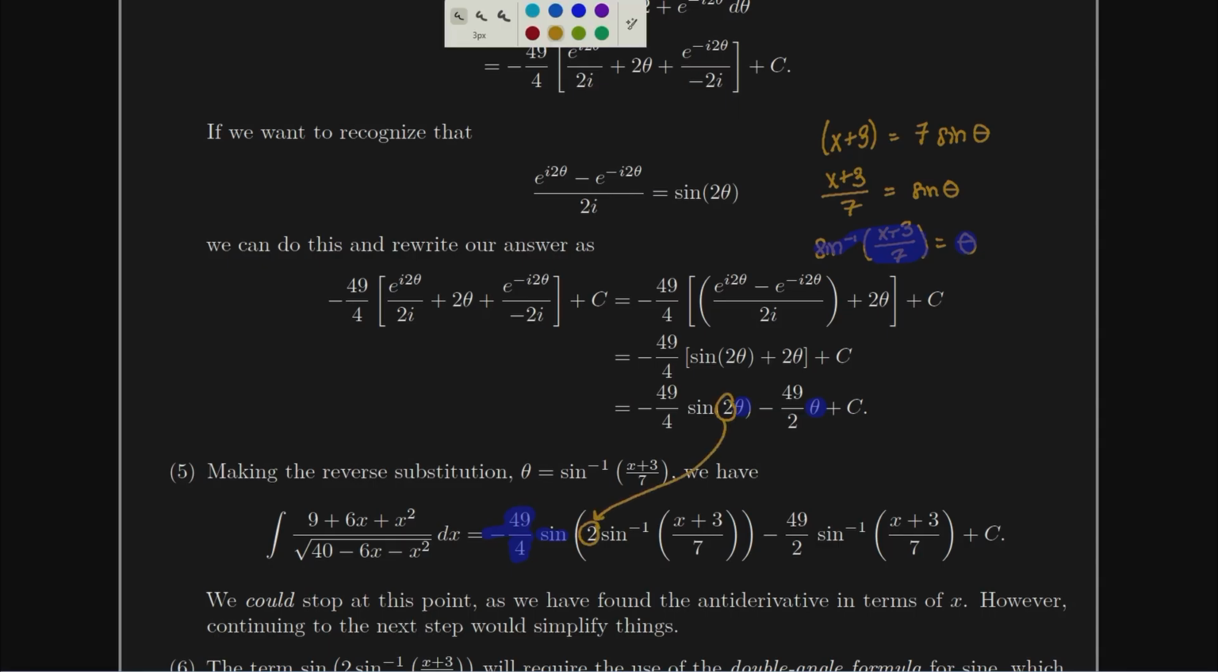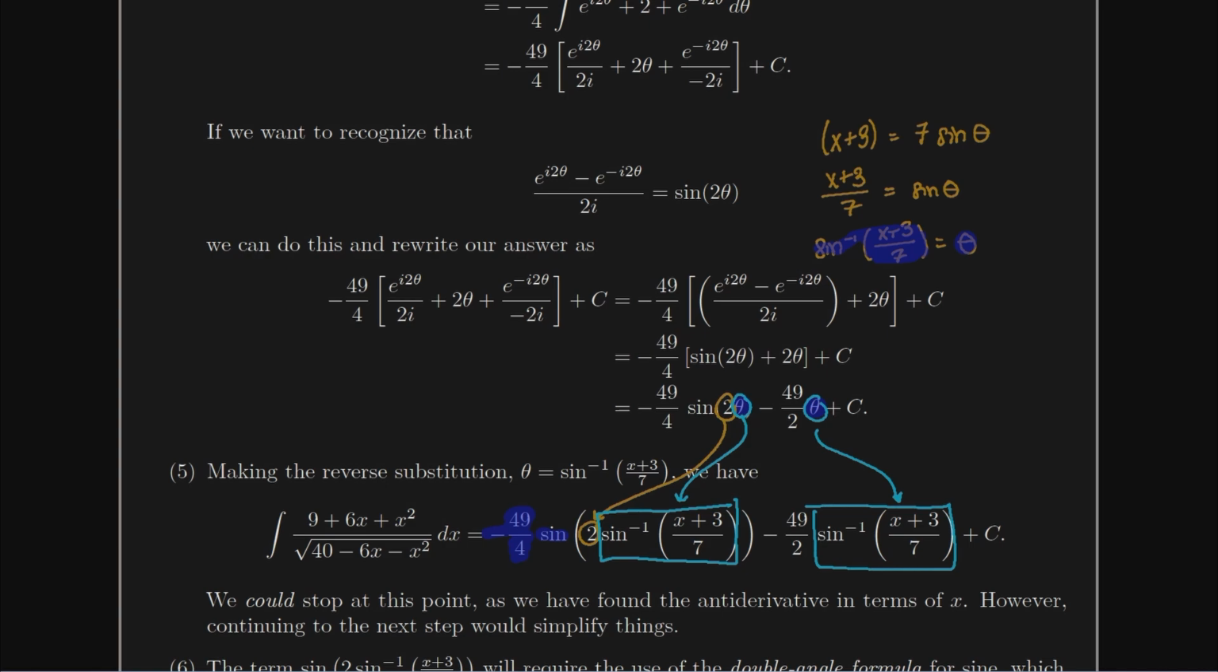Making the reverse substitution, because my original substitution was x plus 3 is equal to 7 sine theta. Well, I could divide both sides by 7. That tells me (x plus 3) over 7 is sine theta. And if I take sine inverse of both sides, sine inverse of (x plus 3) over 7 is equal to theta. And I'm going to replace every copy of theta here and here with sine inverse of (x plus 3) over 7. And so that's what you see. We've got negative 49 fourths sine of, because I had a 2 out front here, the 2 needs to survive, but I'm replacing the theta here with sine inverse of (x plus 3) over 7. Same thing's happening with this theta. It becomes sine inverse of (x plus 3) over 7.